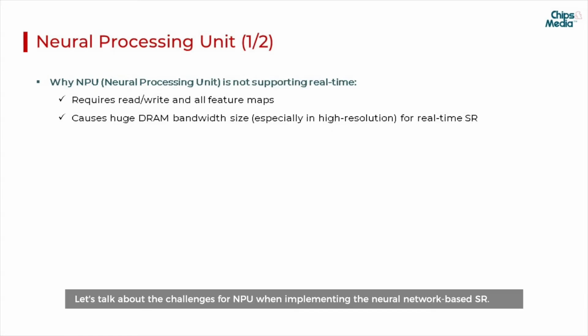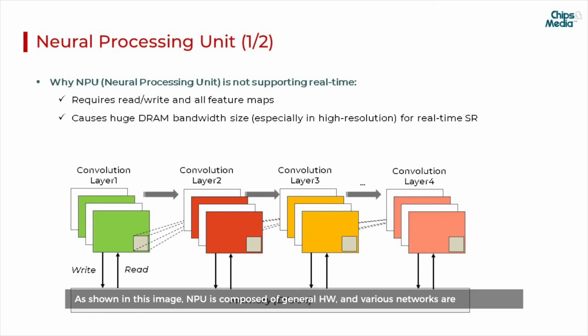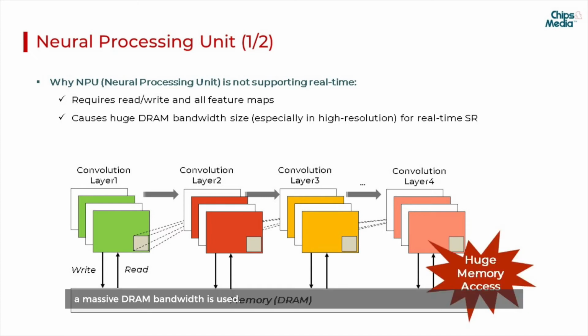Let's talk about the challenges for NPU when implementing the neural network-based SR. When implementing SRs through NPU supporting 4K or 8K 60 frames per second in real time, there are many obstacles to solve, and bandwidth, for example, is one of them. As shown in this image, NPU is composed of general hardware, and various networks can be implemented in this hardware by using instructions. Since each layer's result value is used as the input value of the next layer, a massive DRAM bandwidth is used.